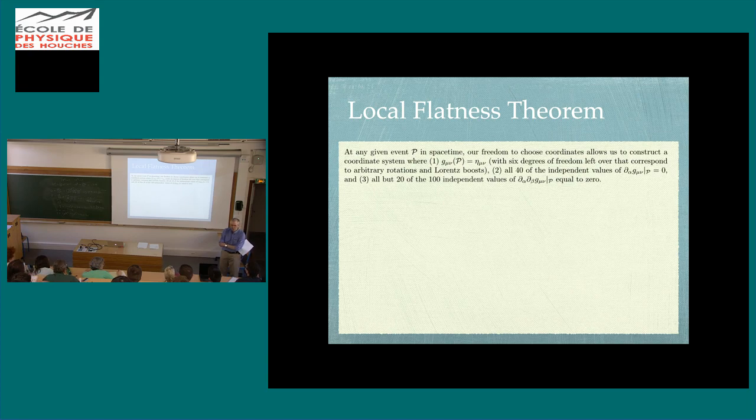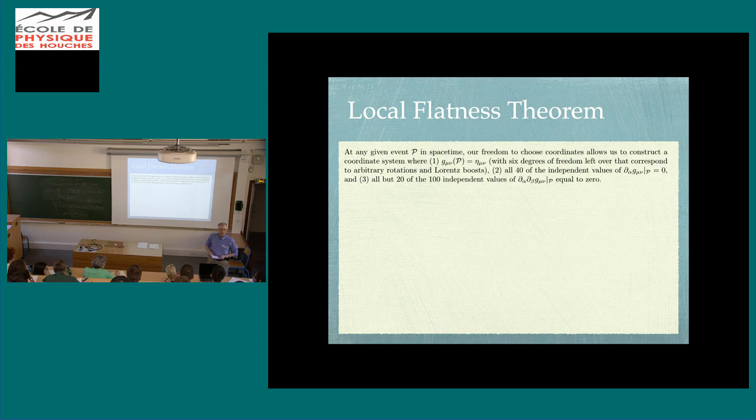And why are there 40 of those values? Shouldn't there be 64? Yeah, the metric is automatically symmetric. So there are only 10 components of the metric that are independent, the 4 diagonal components and half of the 12 remaining components. And so you have 10 components of the metric, and there are 40 derivatives of those, and you can set them all to 0. Your coordinate freedom allows that.